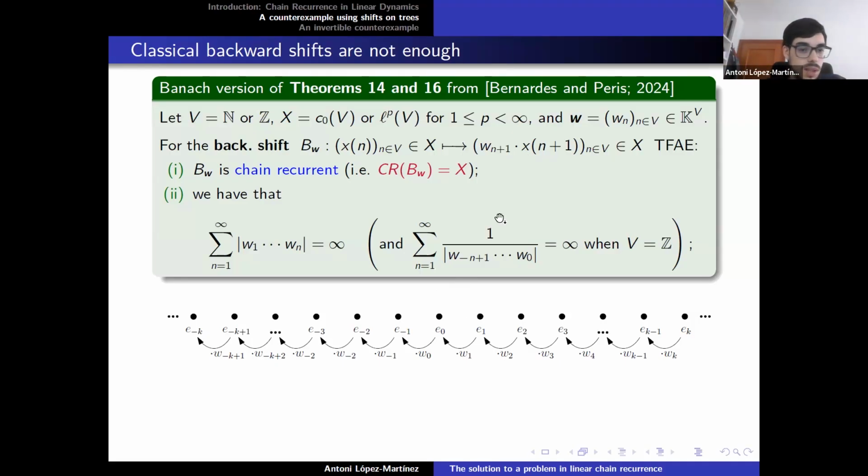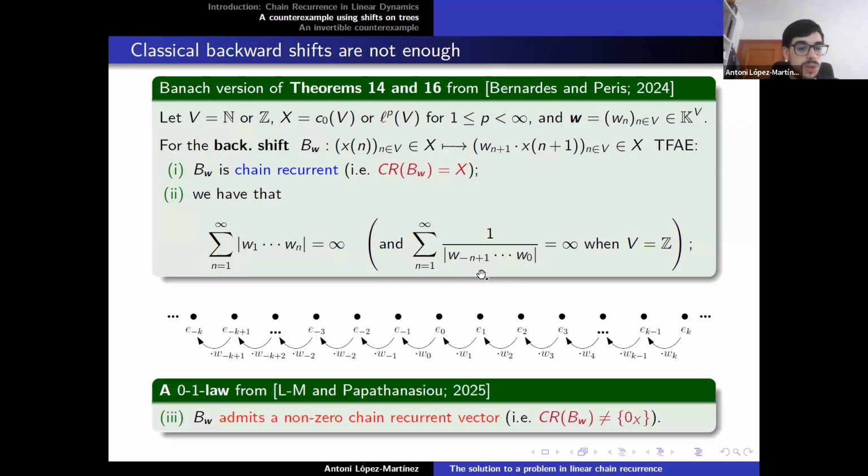In our paper, what we proved is another equivalence to these two equivalences: whenever a backward shift of this kind admits a non-zero chain recurrent vector, just one non-zero chain recurrent vector, then you have these two properties. In fact, what we prove is that 3 implies 2, and then 2 is equivalent to 1. So we cannot get a counterexample for our problem with classical backward shifts. So we had to modify and do something.